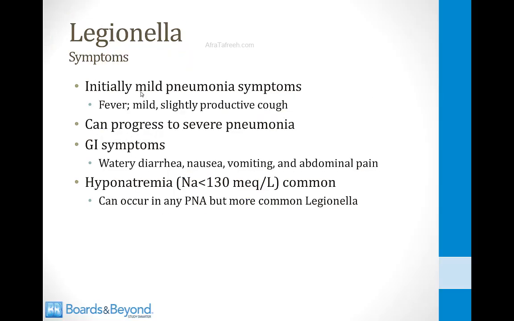The symptoms begin as mild pneumonia symptoms like fever and a productive cough, but it can progress to become a severe pneumonia, especially if there are outbreaks in a nursing home where people may be elderly and frail. Two unique features of Legionella include GI symptoms. This is very uncommon in patients who have pneumonia. So Legionella patients can get watery diarrhea with nausea, vomiting, abdominal pain.